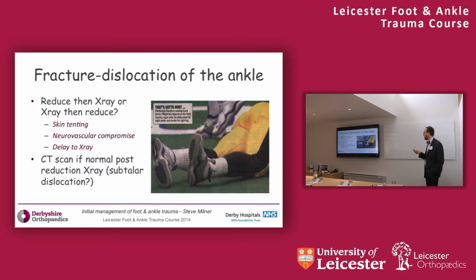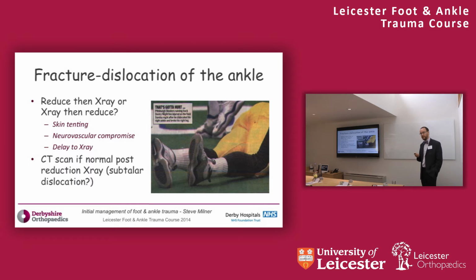So a little bit about fracture dislocations of the ankle. There is argument about whether you should reduce a deformed ankle first and then x-ray it, or whether you should x-ray it first to see what the injury is and then reduce it. And you have to make the decision on individual cases. Is there skin tenting? Is there neurovascular compromise? How quickly can you get an x-ray of it? If the answer is yes to any of those, it's probably better to reduce it first.